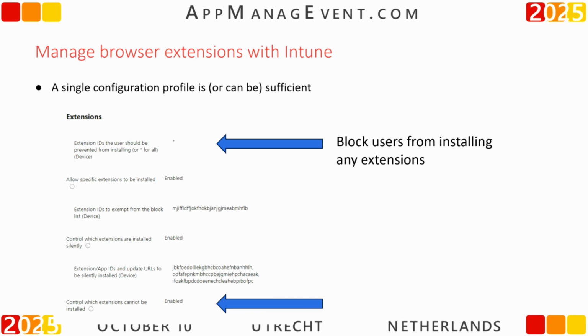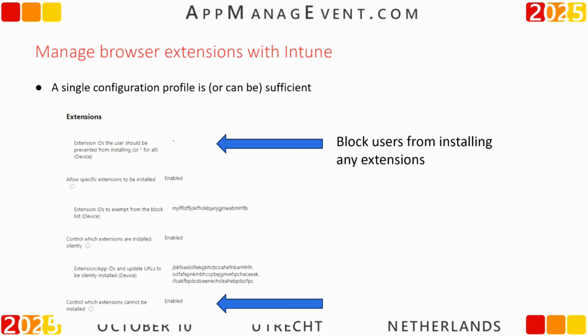If you enable this one, the second piece of that puzzle is the extension IDs that the user should be prevented from installing. You can use a star wildcard there, and by doing that, you basically block the users from installing any extension. That's one side of the spectrum.